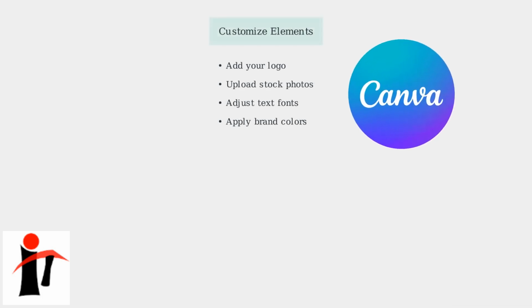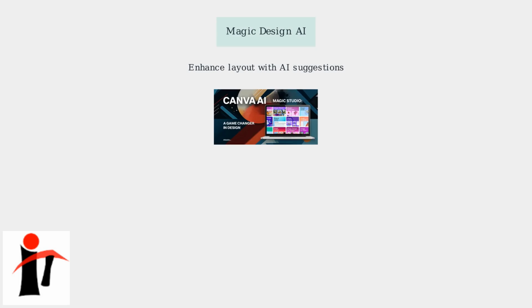After selecting a template, customize your flyer by adding your logo, uploading images from Canva's vast library of over 4 billion royalty-free stock photos, adjusting text with 1,300 plus fonts, and incorporating your brand colors. For added impact, use Canva's Magic Design AI to enhance your layout automatically.